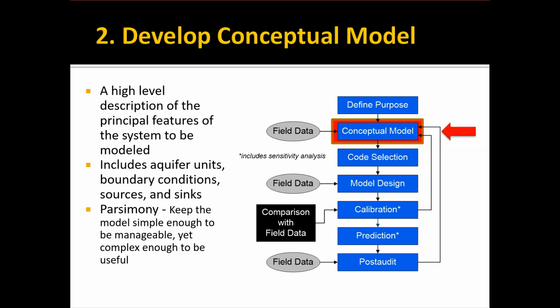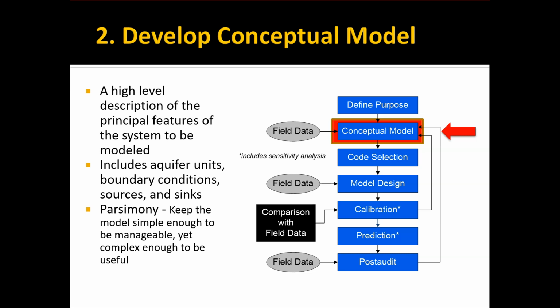So part of developing a conceptual model is putting together a flow budget, which is just a list. You can even make a table or a list of what are the inputs to the aquifer and what are the outputs. And that's an important part of developing your conceptual model.